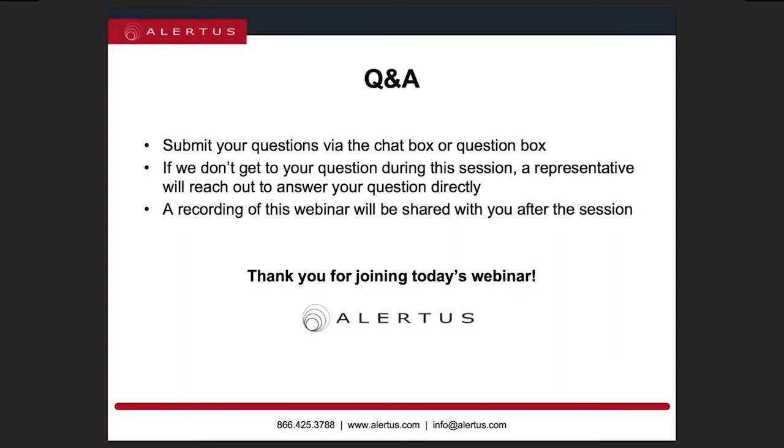Okay, so the next question is, is it possible to turn off anonymous submissions? Yes, you can turn off the anonymous submission feature. You can submit that to our Alertus support team. They will configure your mobile app to not be allowed to send any anonymous alerts. That way you know who's sending the alerts at all times.